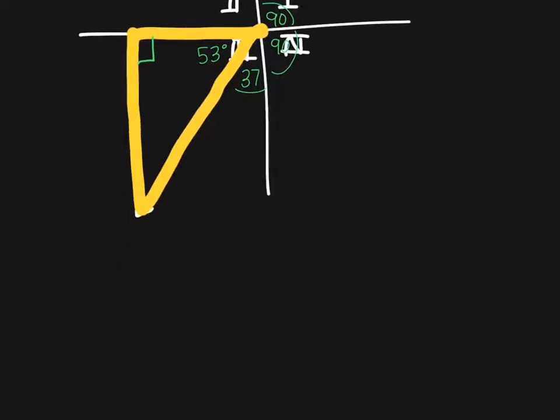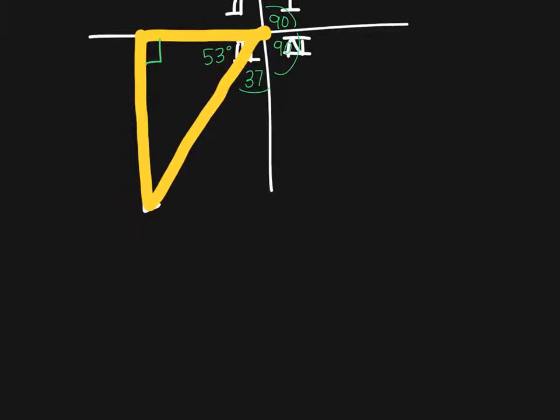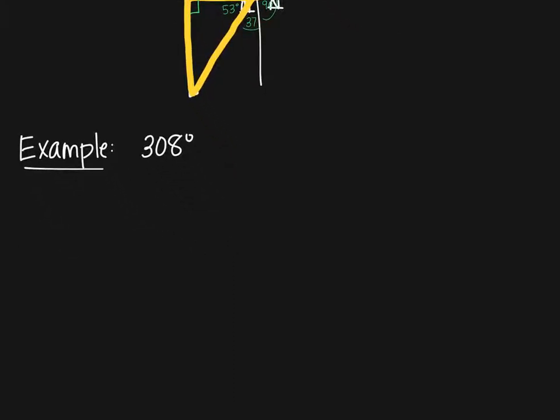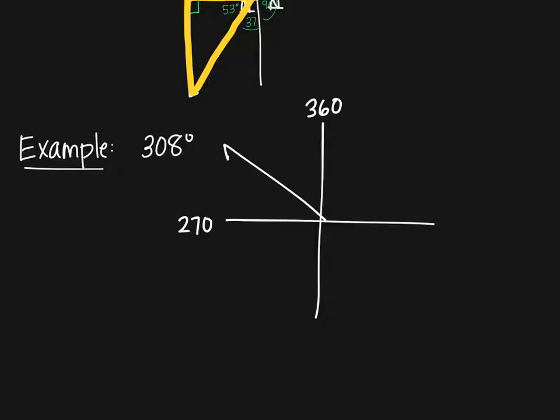Let's do one more just for practice on this. How about 308? All right, you should be able to picture where 308 is. 308 ends you up in quadrant 2. We know where 270 is, that would be here. We know where 360 is, that would be up top. So 308 is going to be somewhere, not quite perfectly in the middle, but we'll say it's about right there.